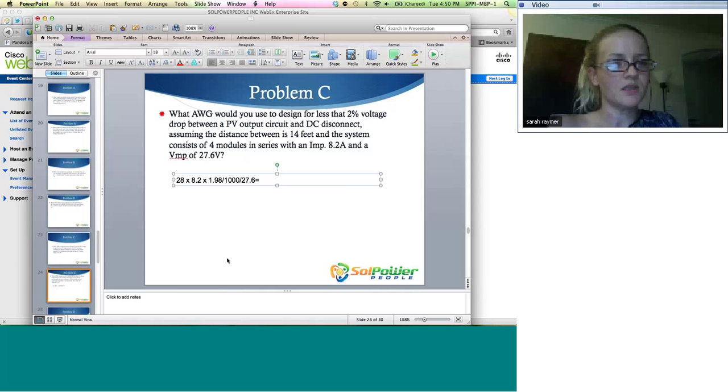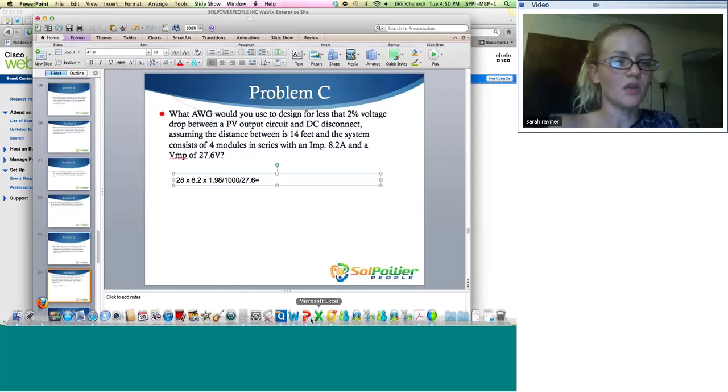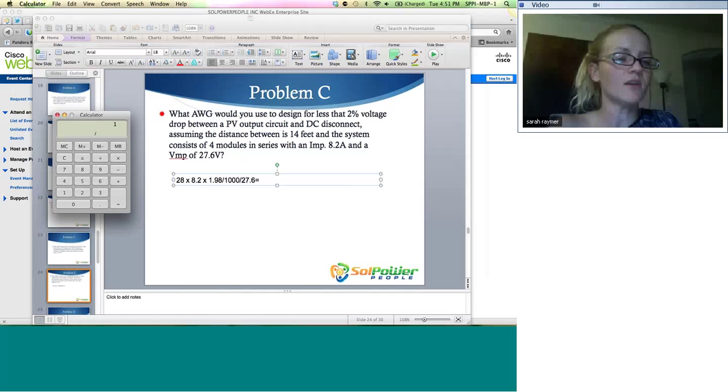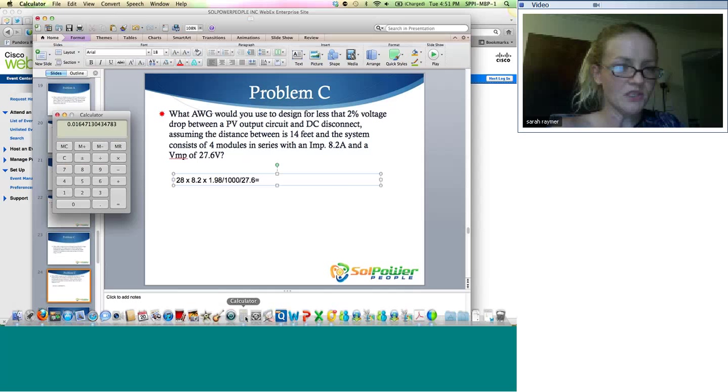28, the straight line multiplication, times 8.2 times the wire resistance, 1.98. We can go straight through this entire calculation without hitting equals. It's a beautiful thing. So divided by 1,000, and then we're going to divide that by the voltage. The answer is 0.0164, which is 1.6%.